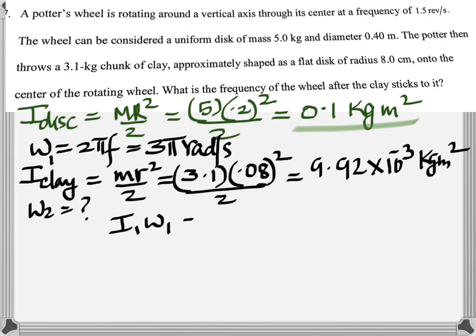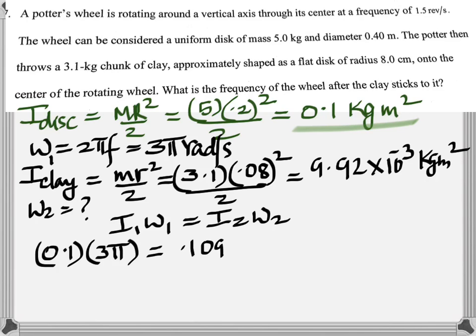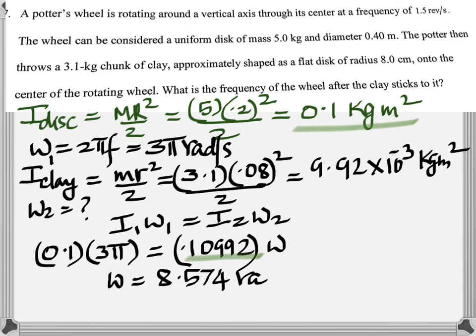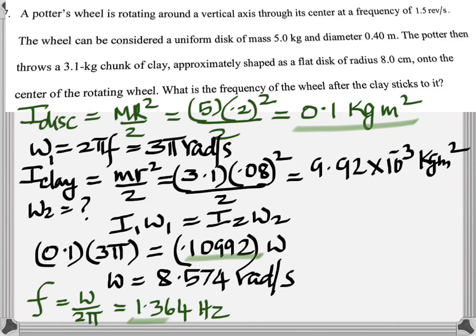So now I1 omega 1 is equal to I2 omega 2. In the second case, you have to add the moments of inertia of both of them. And that's how you get this number. When you do that, you get the angular velocity, but what's asked is the frequency. So you divide it by 2 pi to get the frequency as 1.36 Hertz.